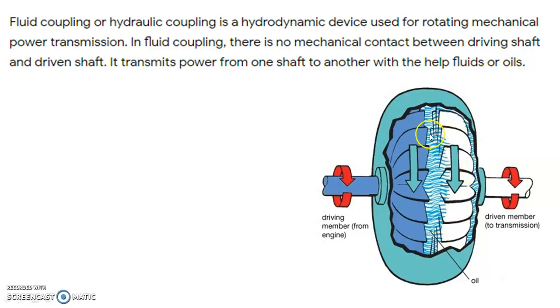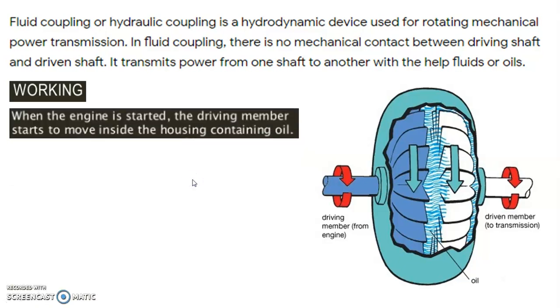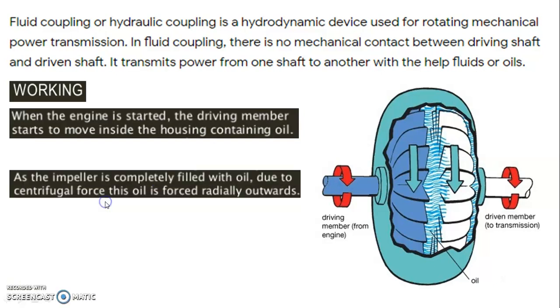So here you will see the movement of the oil inside the fluid coupling. The driving member from the engine runs the driven member, and then the power is transmitted further. So let us see the working. When the engine is started, the driving member starts to move inside the housing containing the oil.